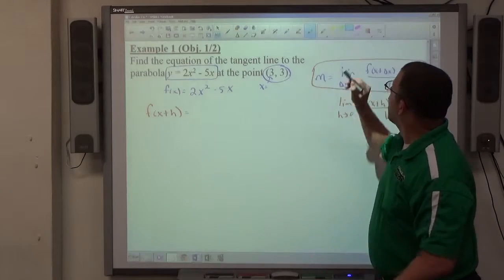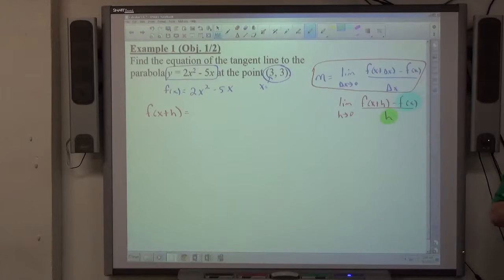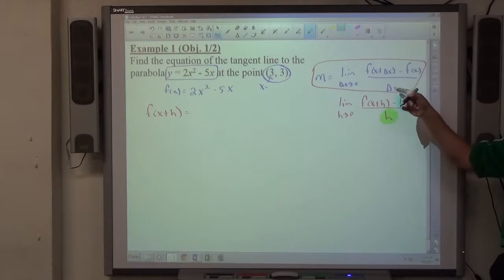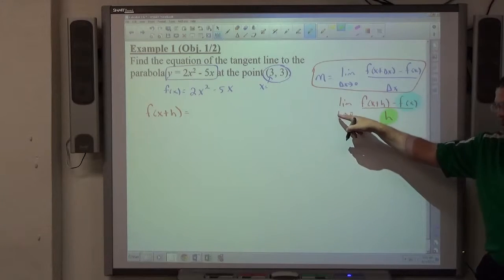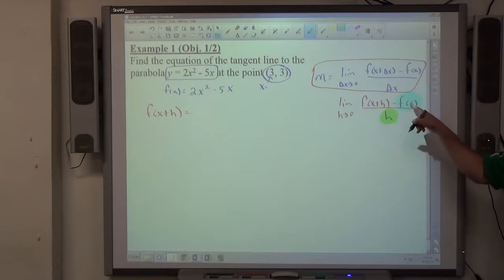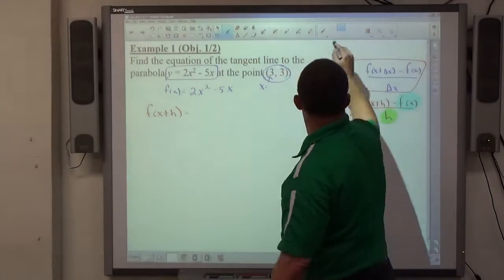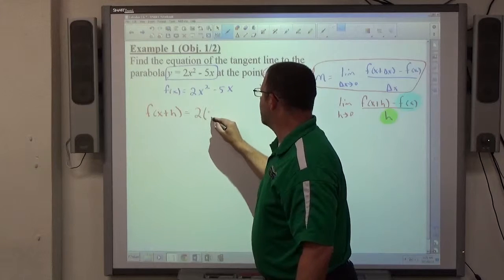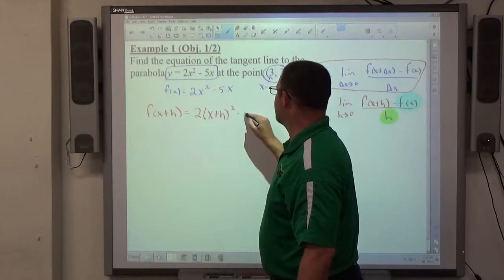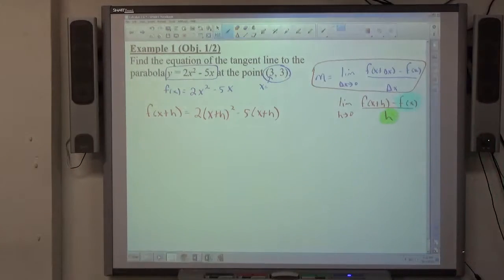Write it down. Also, the letter h on the bottom is always h on the bottom, or if you're using delta x, it would be delta x. Whatever letter is approaching 0, that letter goes there. So these two things are known immediately. The only thing you don't know is what f of x plus h looks like. So if I establish what f of x plus h looks like: 2 parentheses x plus h squared minus 5 parentheses x plus h. You're always substituting multiple pieces for one piece, so make sure you put parentheses around your substitutions.